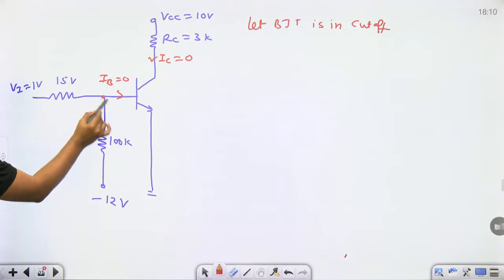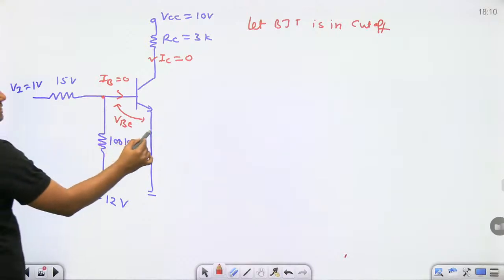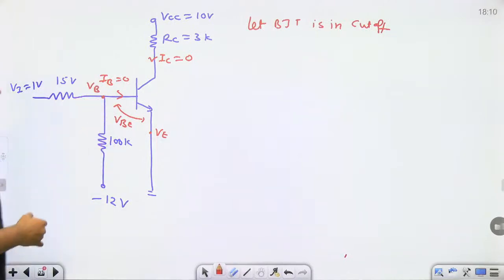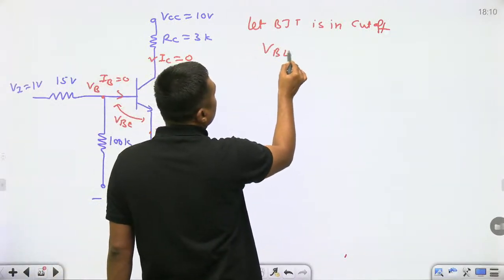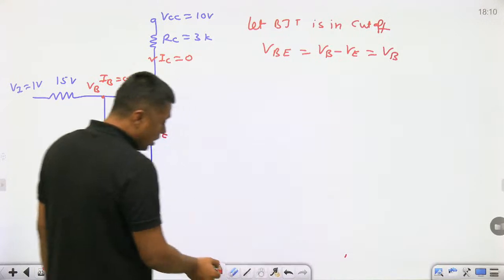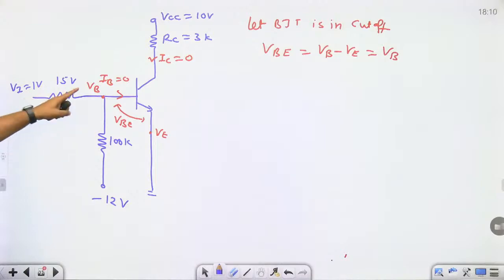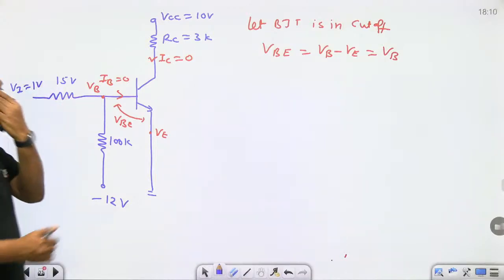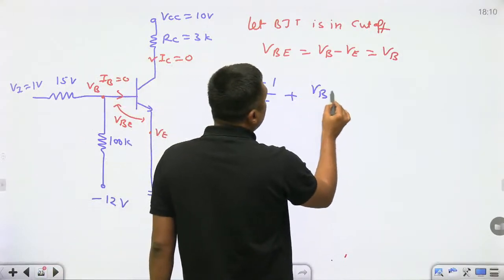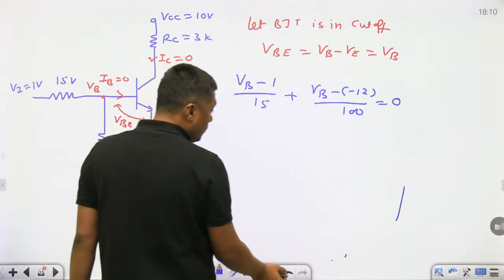You have to find the voltage at this point so that you can find the value of VB. VB is connected to ground, so VBE is nothing but VB, that is VB minus V, and the emitter is connected to ground, so that's why it is VB. Now you have to simply apply KCL: (VB minus 1) upon 15 plus (VB minus (minus 12)) upon 100 is equal to 0. Now you have to find VB.